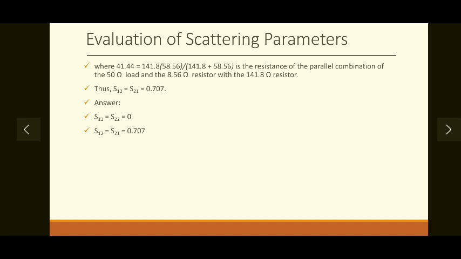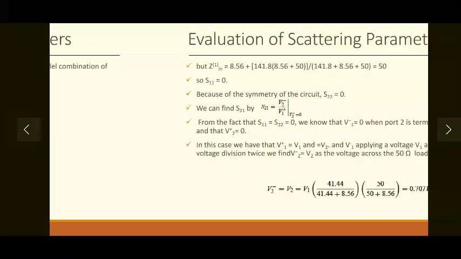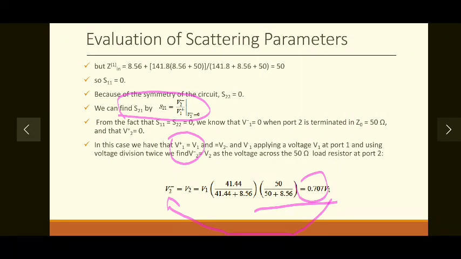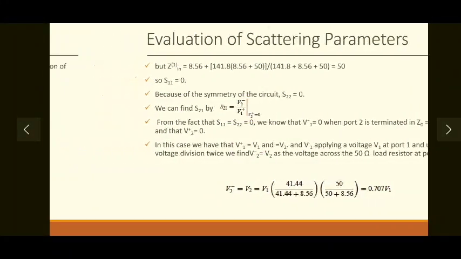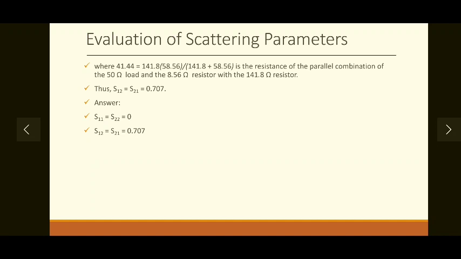So we have used properties of scattering parameters for calculation of S parameters of a simple two-port network. So I hope you have understood this. This is how we can calculate S parameters using the properties.